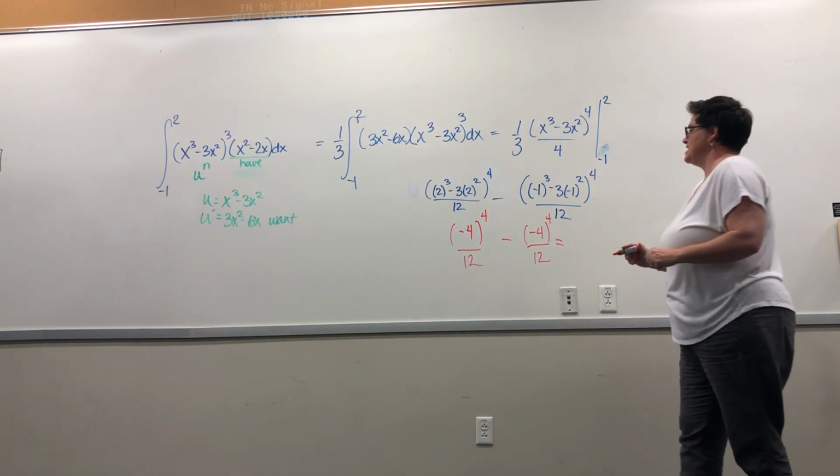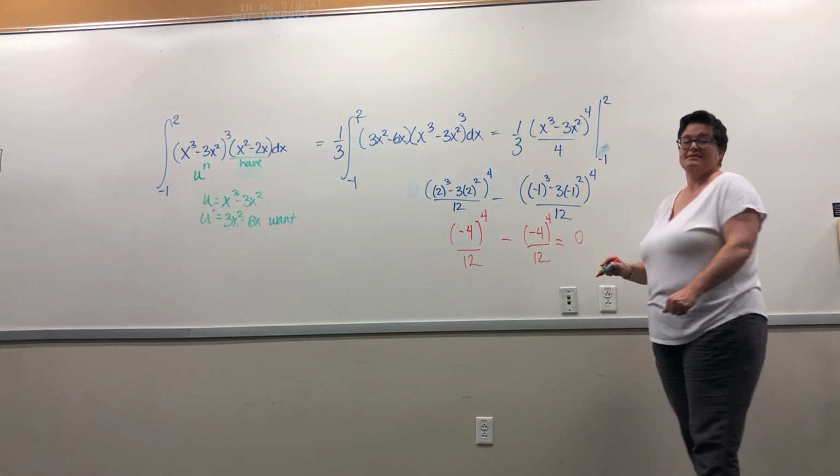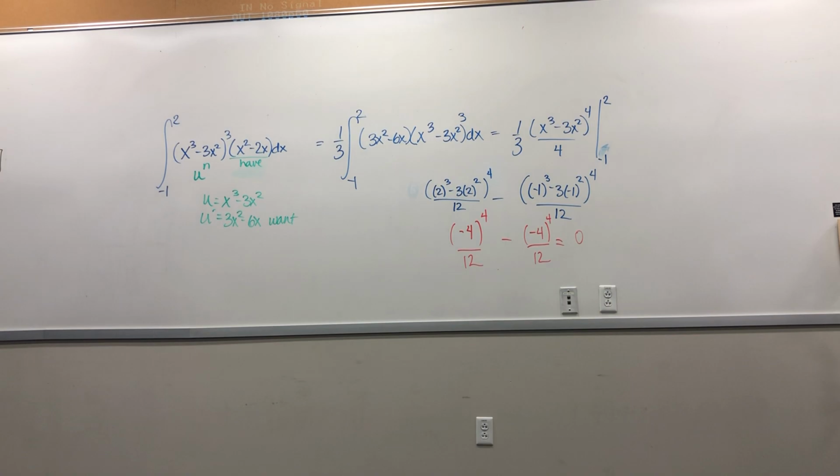Great. You have a thing minus itself. What are you going to get as your answer? Is it 0? Yep, it is. Okay, so once again, you can do all of this without your calculator. Groovy? Okay.